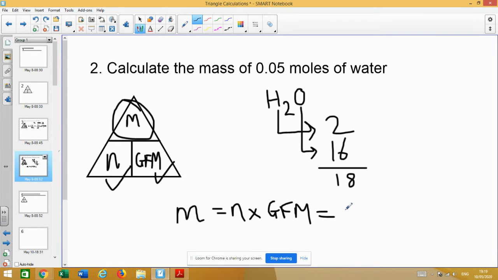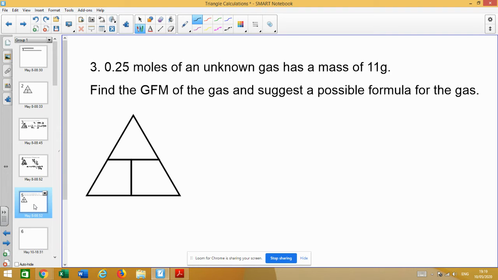which is this time 0.05 times 18, which gives us 0.9 grams of water as our final answer. And again, you can do this to find the GFM.